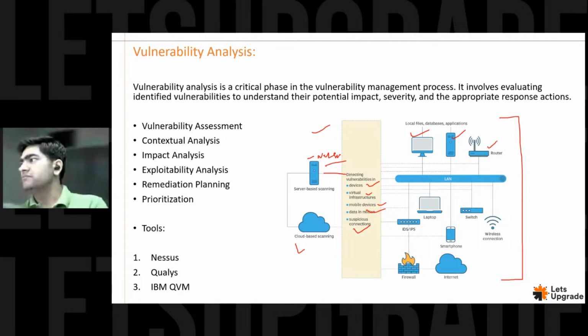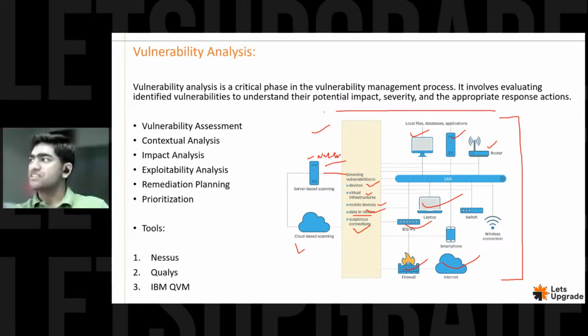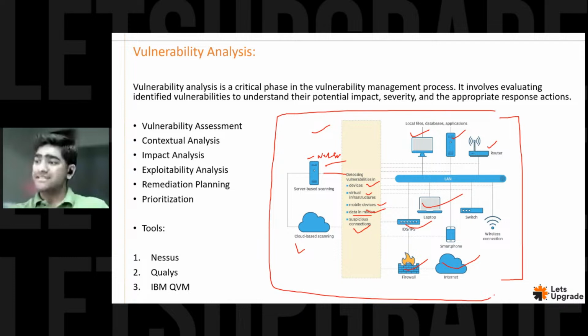They can even scan your router as well and other devices, laptop, IDS, IPS, firewall, internet, which means data in motion, right? For that they need a smartphone, wireless connections. Now, this was the functionality of all these scanning tools. I'm not talking just about Nessus or just Qualys. This is the functionality for all of those, and we are creating the report on the basis of that as well.